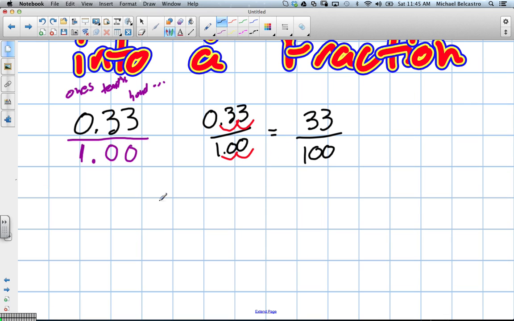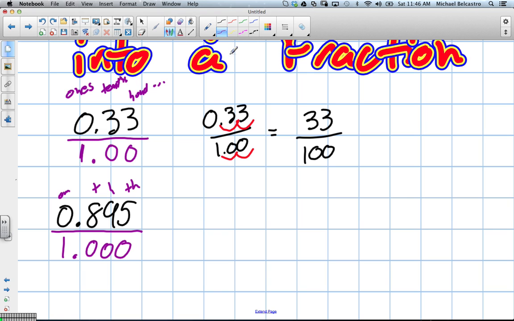So let's say we had another value, 0.895, let's say. And I wanted to turn that into a fraction, right? Technically, there's a 0 in front of this too, right? So we set up our columns. We have our ones, tenths, hundredths, thousandths, okay? How large do I make the number on the bottom? What number do I set up? 1.000. That's it. Perfect. So we have that.